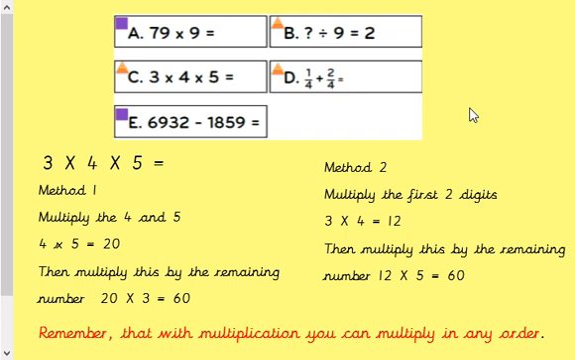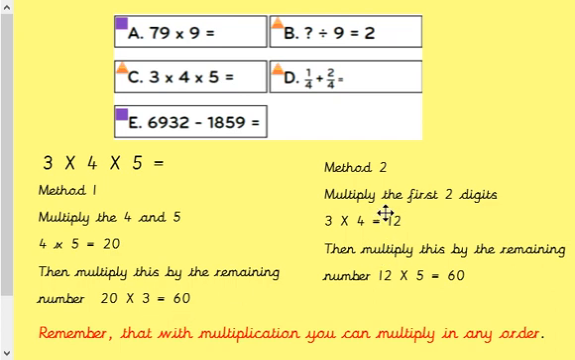Okay, first question this morning, we're going to look at 3 times 4 times 5. First method I'm going to say would be to multiply the 4 and the 5 together. So 4 5s are 20, and then I would multiply this by the remaining number, which is 3. So 20 times 3 is 60, or 3 times 20.